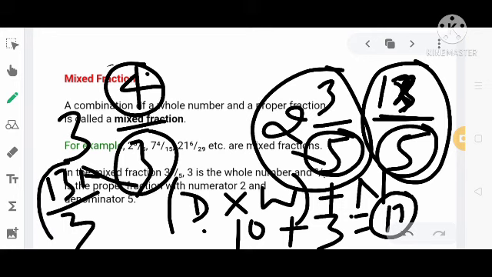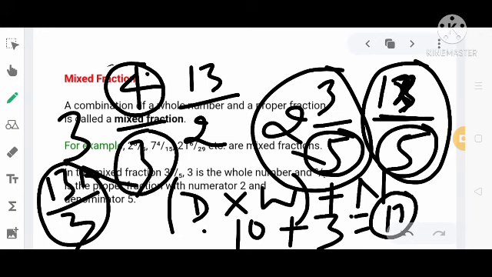In every mixed fraction, you will notice that if you break it down, you will always get an improper fraction. Or we can say vice versa. An improper fraction can be represented as a mixed fraction. Suppose you have 13/2. This is an improper fraction. You can represent this improper fraction as a mixed fraction.